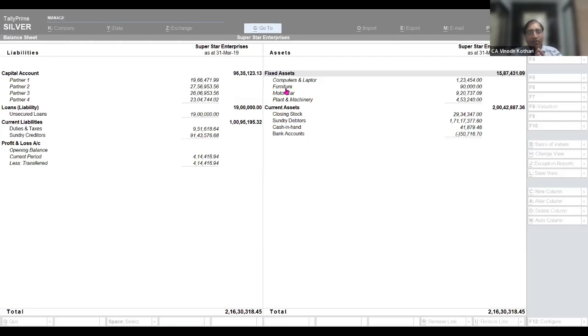Now, next tell me about the profit and loss account. Okay. Profit and loss account, two sides. One side is expenses. Another side is income. Right?